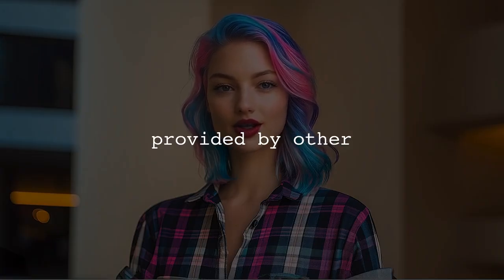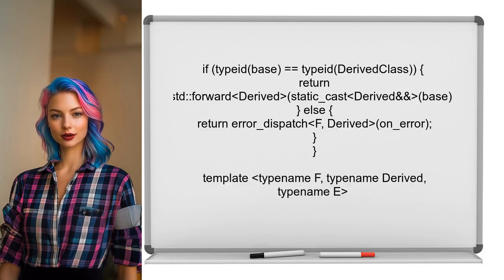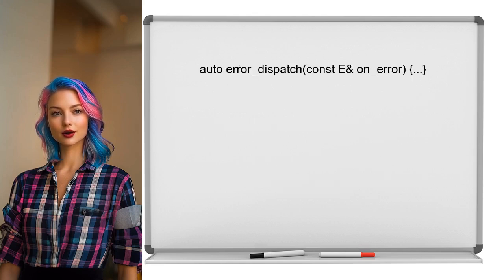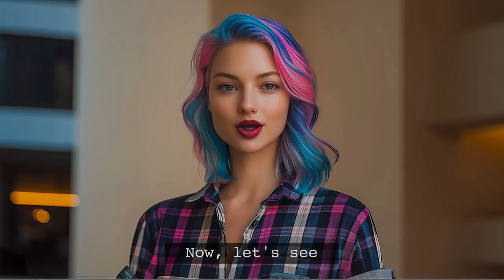Now let's look at the answers provided by other users. This user suggests an alternative approach to handle the error behavior in your visit function. Instead of writing multiple specializations, they recommend isolating the compile time branches into a separate function called error dispatch. This function will manage the on-error callback, allowing you to call it within visit impl, call when a type mismatch occurs. Now let's see a response from a different user.